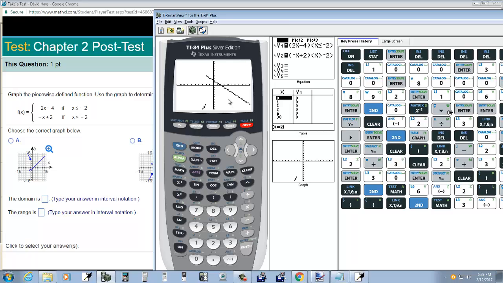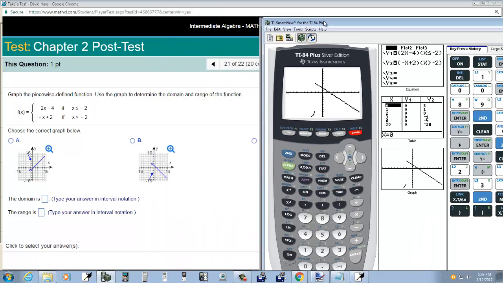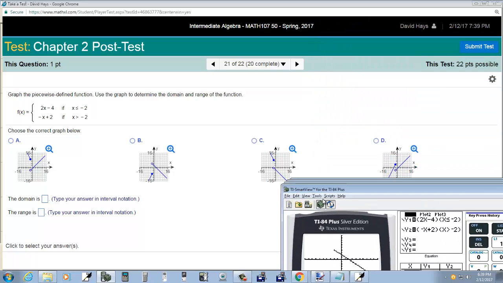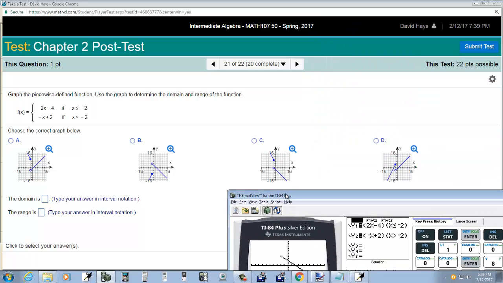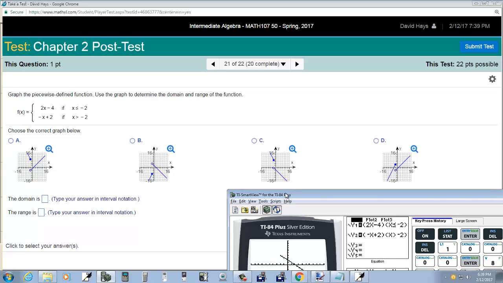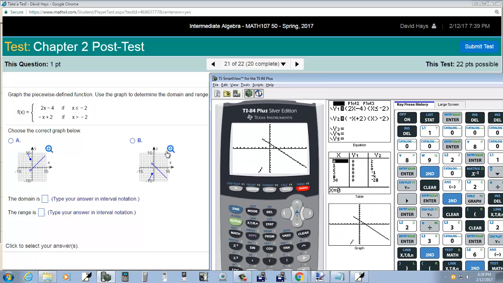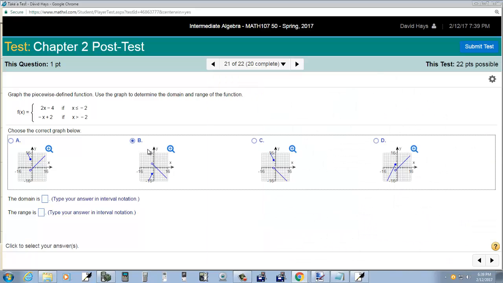Now what this doesn't tell you is whether it's solid or dotted. We'll get to that. The only one that even looks close is this one here. What would make it a solid is if there's a less than or equal to. See how there's x is less than or equal to negative 2? That's why this one would be solid. This one's x is greater than. That's why this is an open dot.